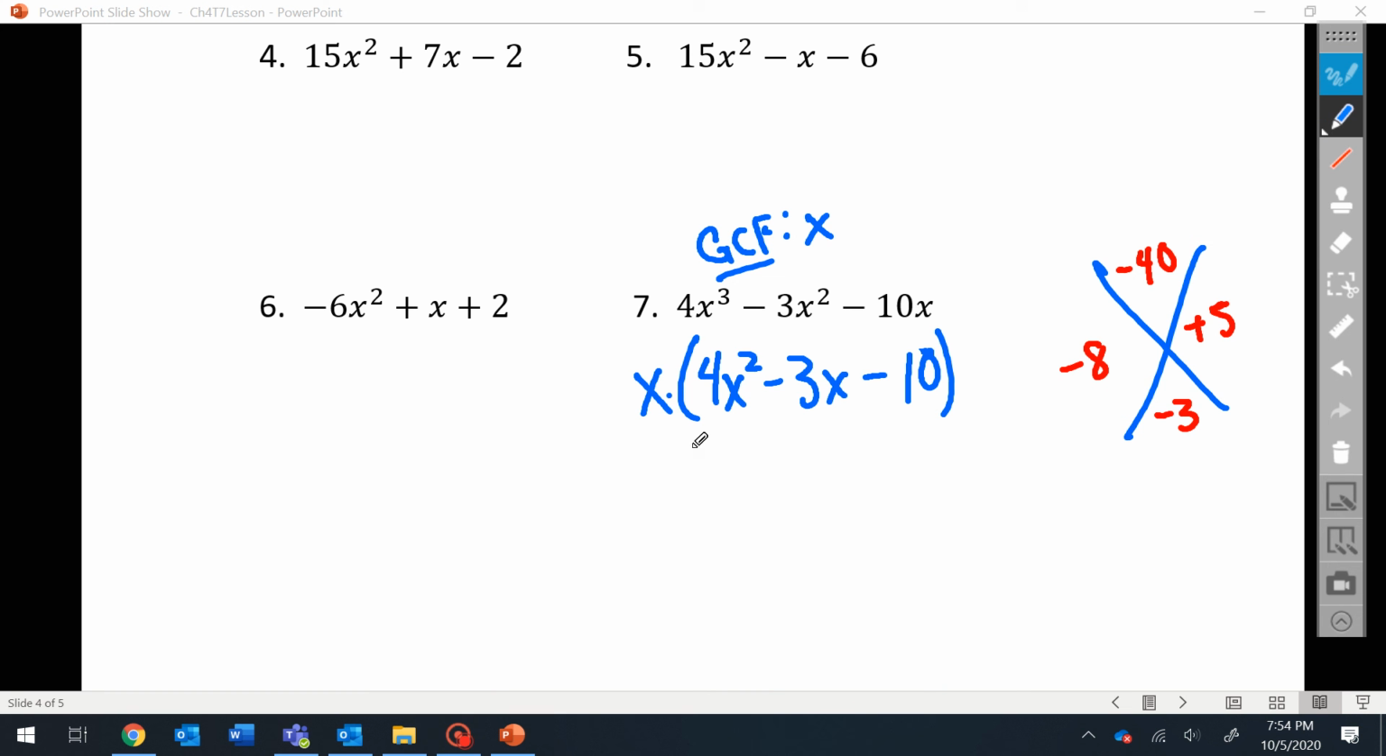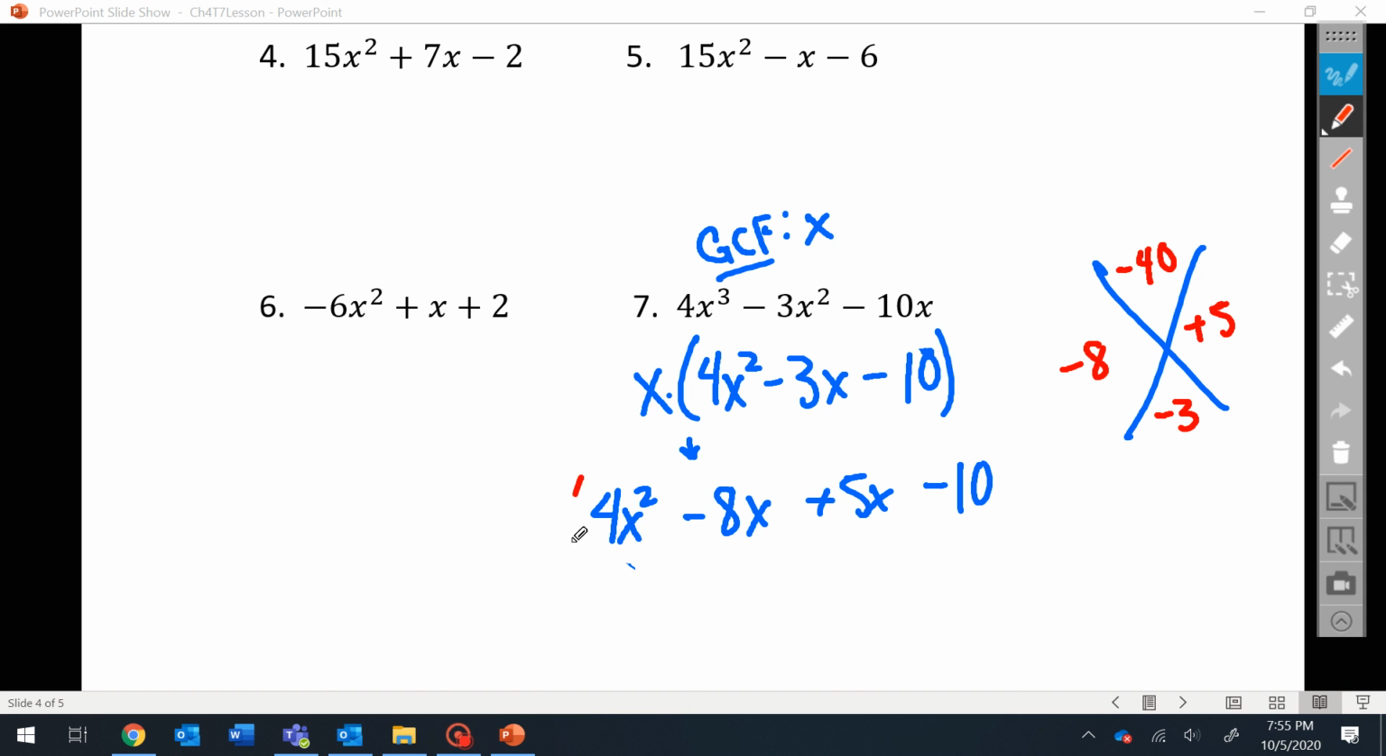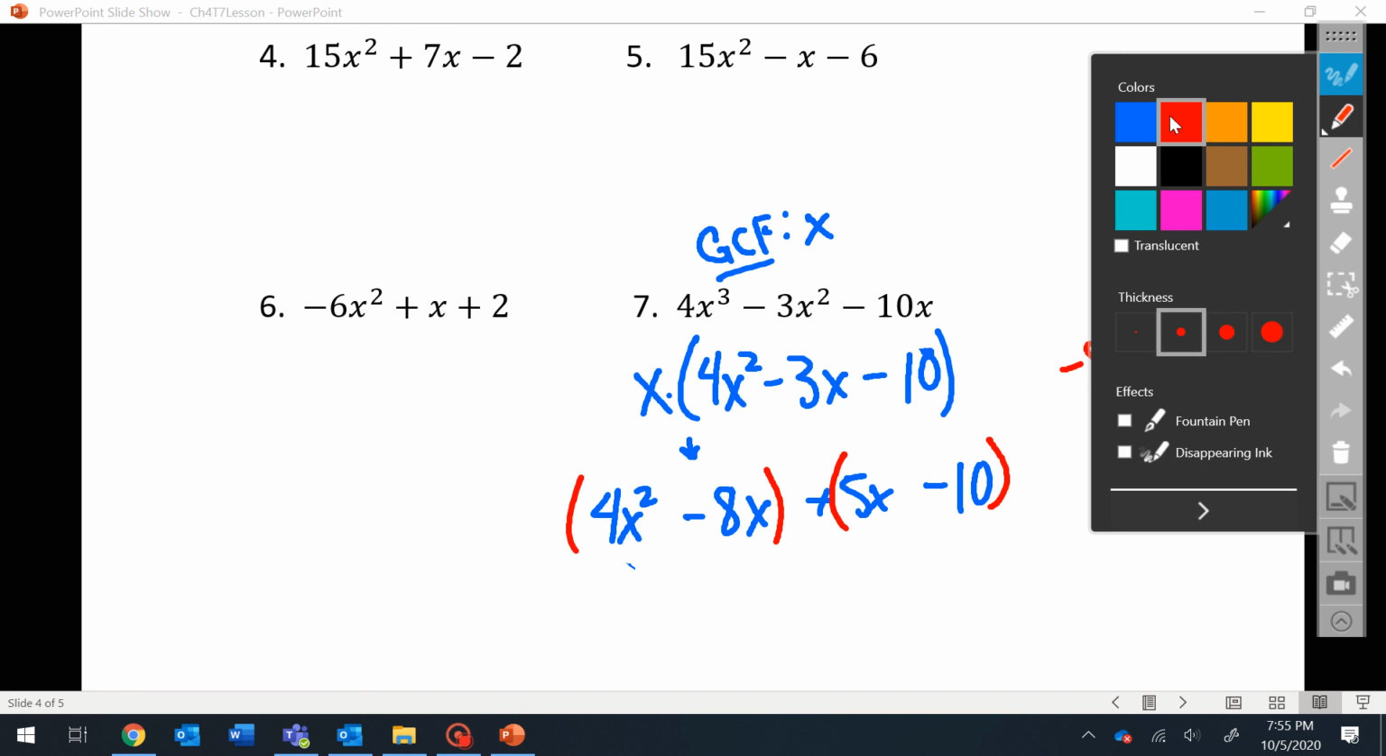So keep this x in mind. I'm not going to be writing it from this point on, but I do need it at the very end. So I'm going to have 4x squared, and then I'm splitting up negative 3x into minus 8x and positive 5x, and then minus 10. So my first group will be 4x squared minus 8x. My second group will be 5x minus 10.